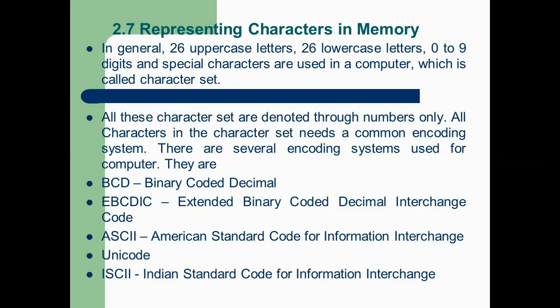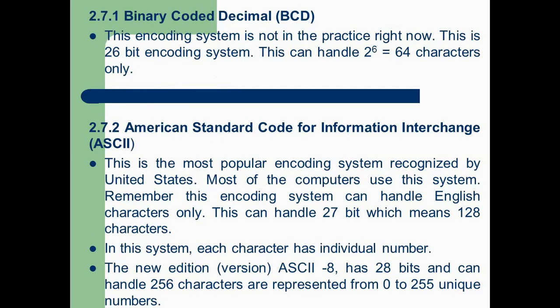One is BCD, binary coded decimal. Another one is extended binary coded decimal interchange code. The third one is ASCII, American Standard Code for Information Interchange. The fourth one is Unicode. The fifth one is ISCII, Indian Standard Code for Information Interchange. Now we are going to see a brief introduction about these coding systems.